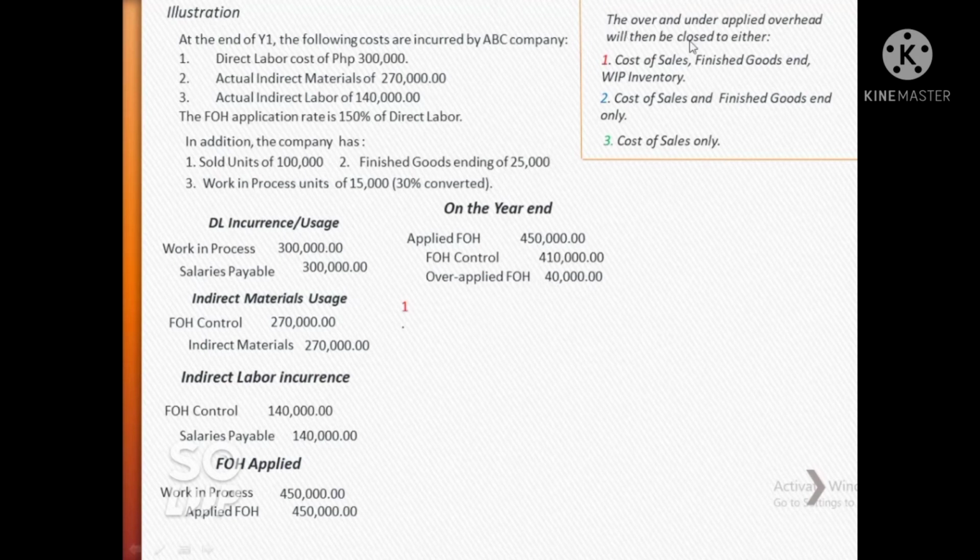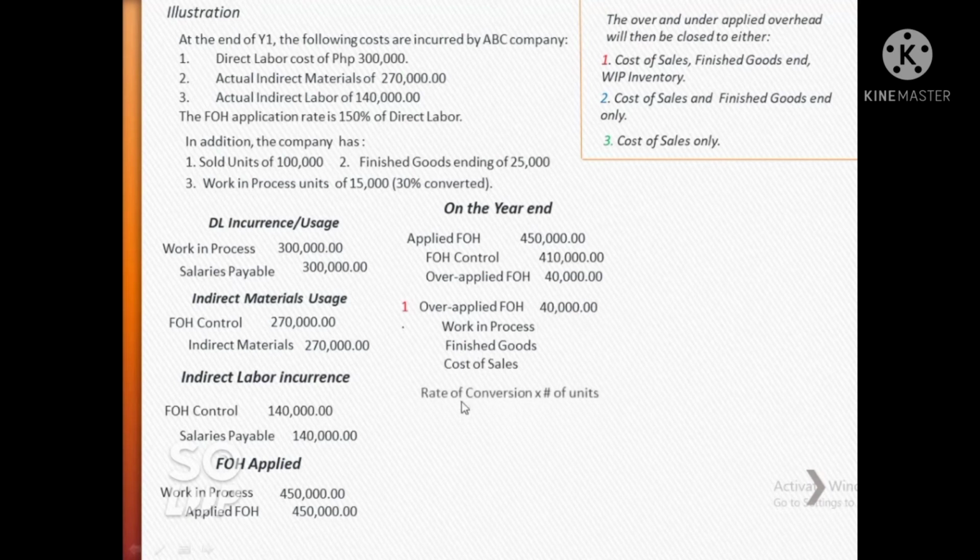So we have the methods here. Let's start with method 1. We're going to close it to the cost of sales, finished goods end, and work in process inventory. So we need to debit the over applied factory overhead of 40,000, and then we need to credit the 3: work in process, finished goods, as well as the cost of sales. The question is, how do we allocate this 40,000 to these 3?